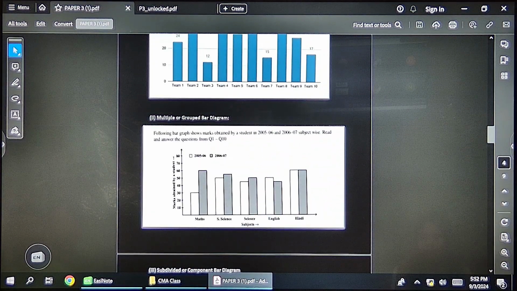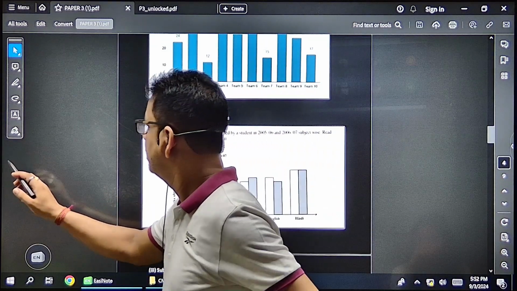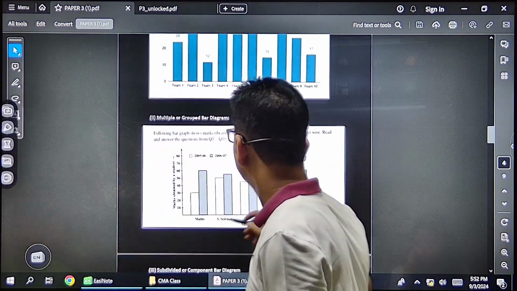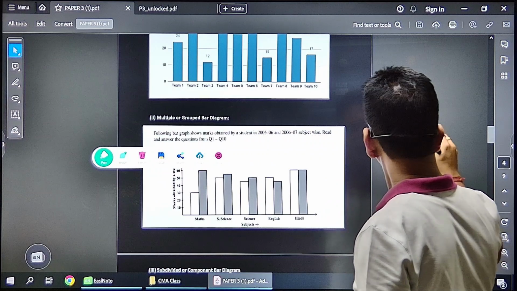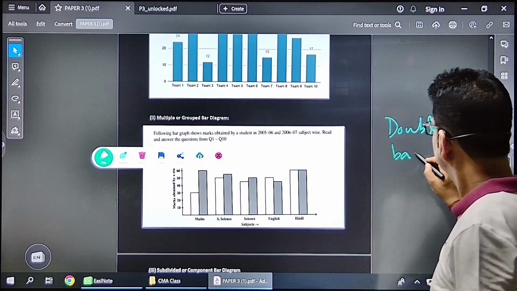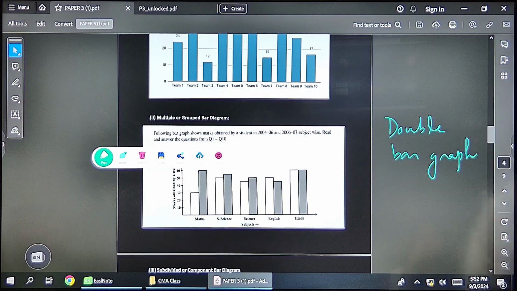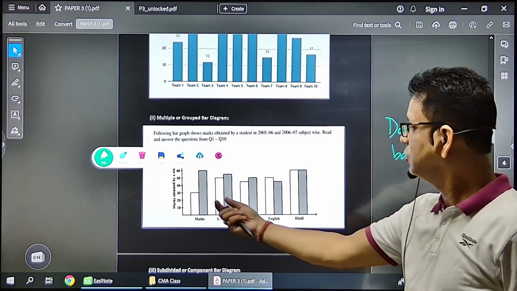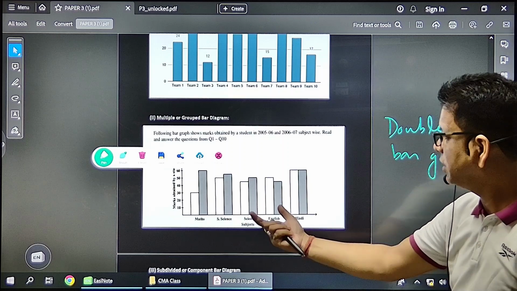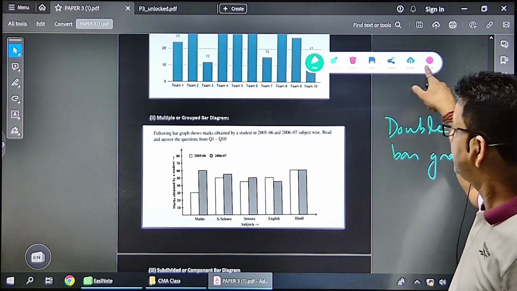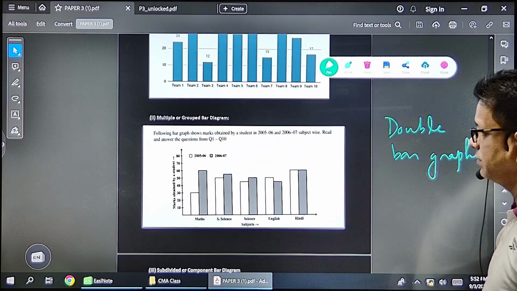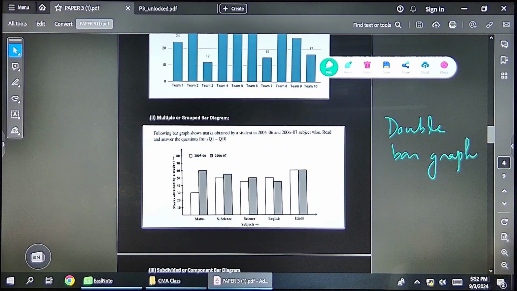Now, multiple or group bar graph. I think you have learned it in school as the double bar graph. So, what happens here? The data we represent in dual. Dual means two bars together. Now, if I try to explain this, look at this situation. Look at the question.